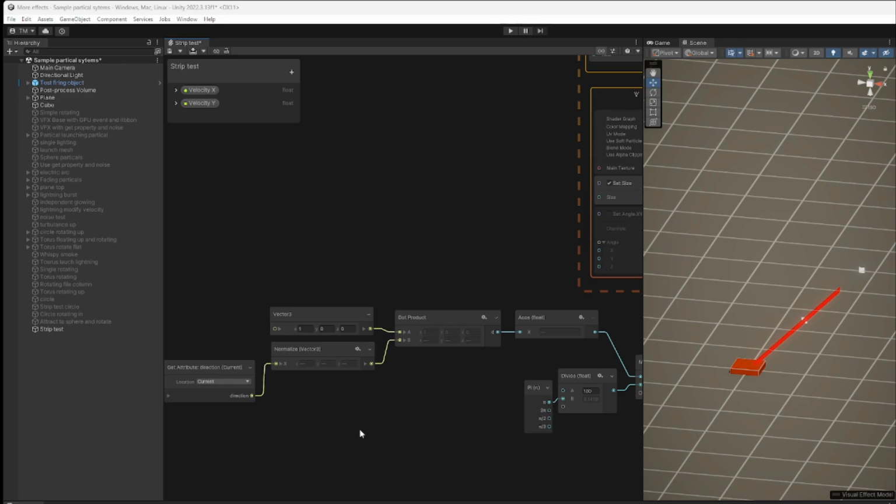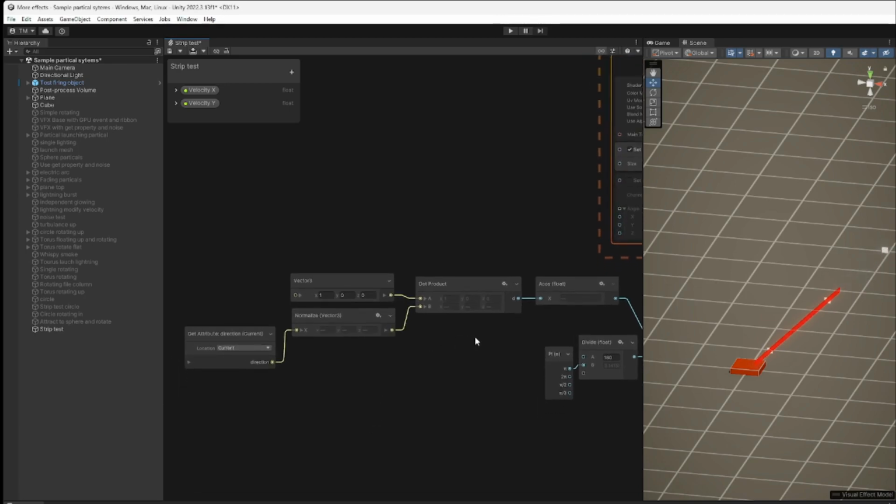So what we've got here is this formula using our nodes. So what we're going to do is take the direction. And remember, the direction is the vector.